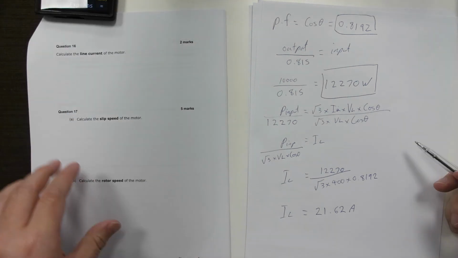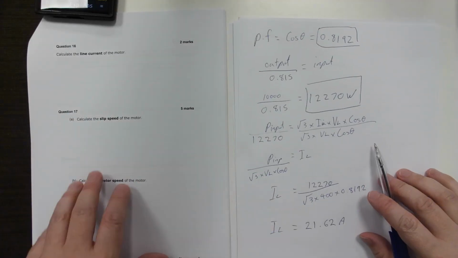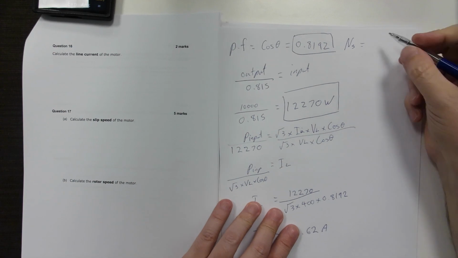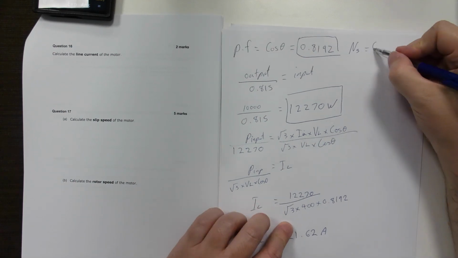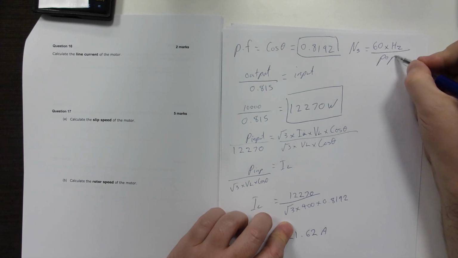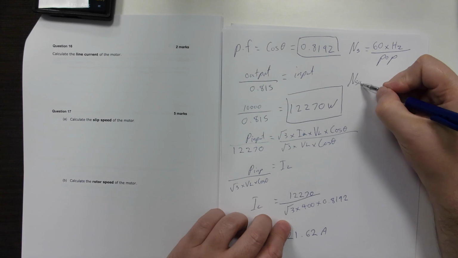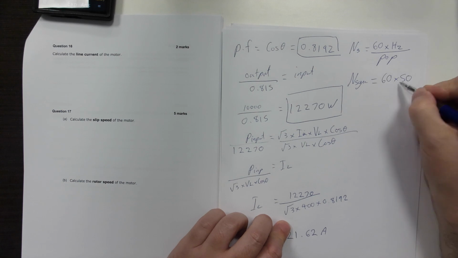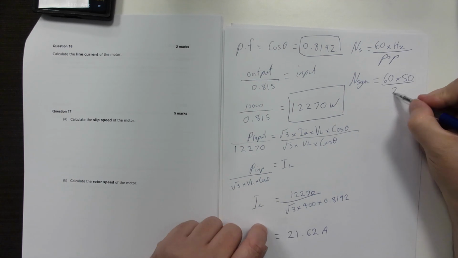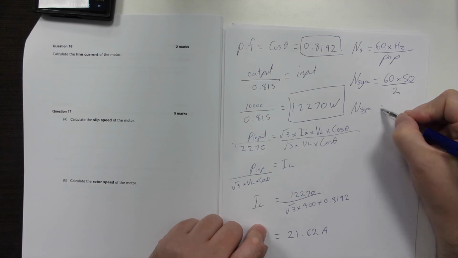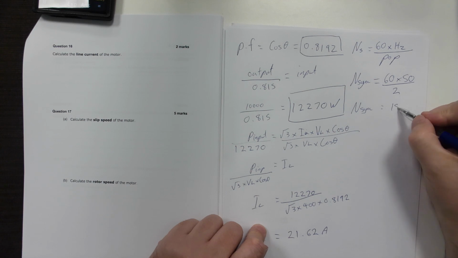Next, we go on to question 17, calculate the slip speed of the motor. So N synchronous, in RPM if you prefer, equals 60 times Hertz over P, the number of pole pairs. So N sync equals 60 times 50 over, this was a four-pole motor, so we've got two pairs. N sync equals 3000 divided by 2, so 1500.